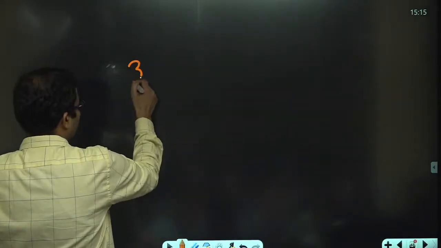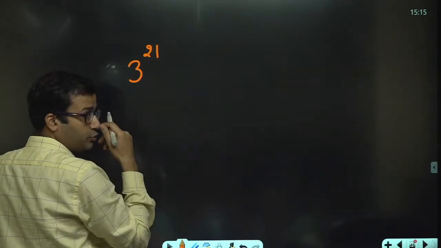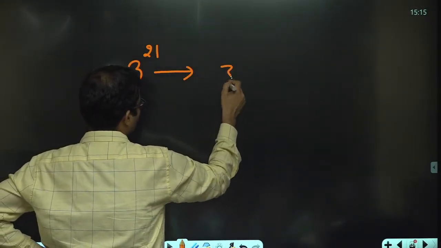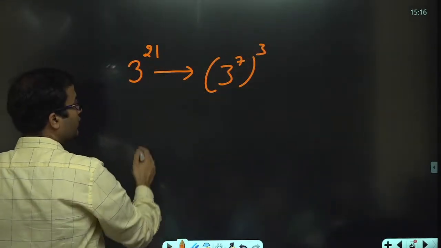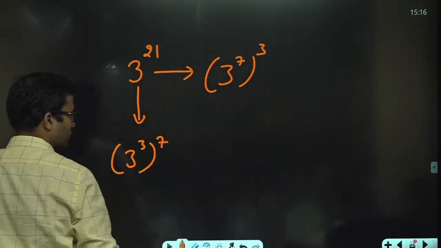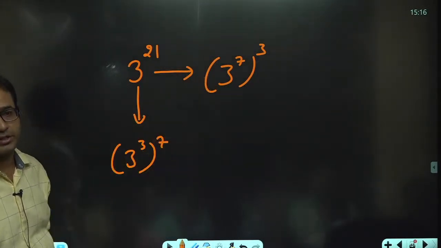Like for example, it is given 3 to the power 21. This year's prelims they asked 3 to the power 21 type of thing. So we can express it as 3 to the power 7 bracket 3, because total power is 21, or you can express it as 3 to the power 3 bracket 7 also, because total power is 21.